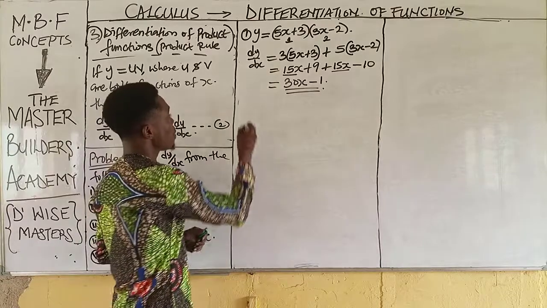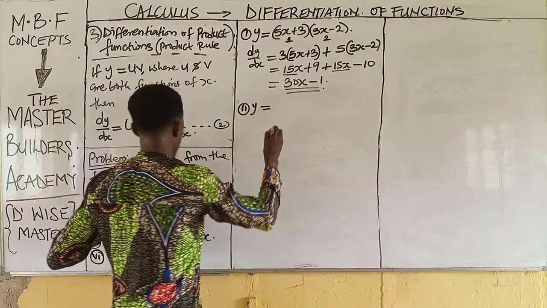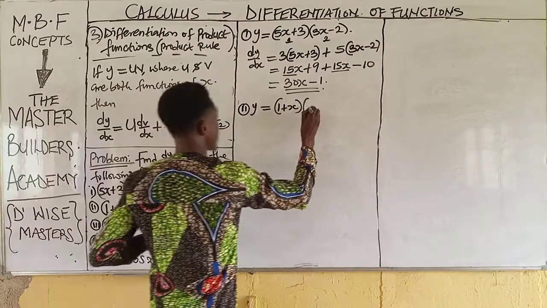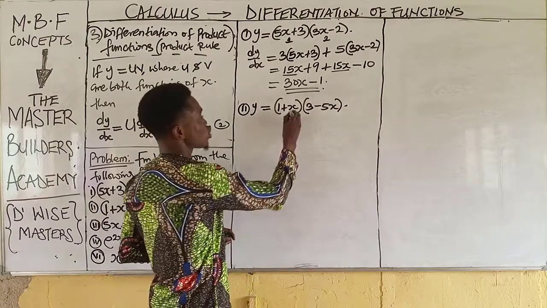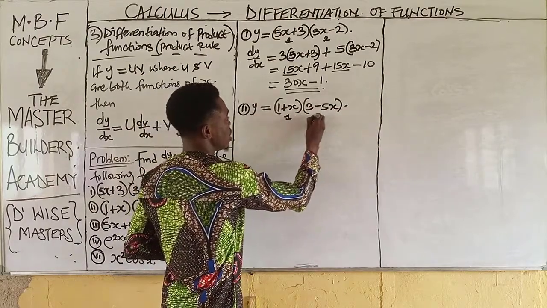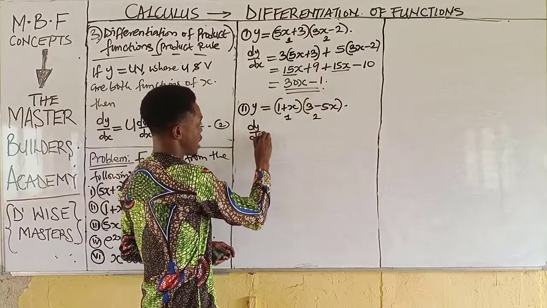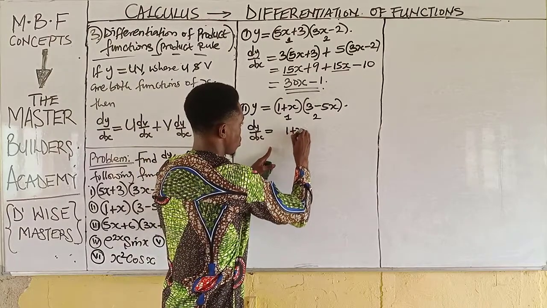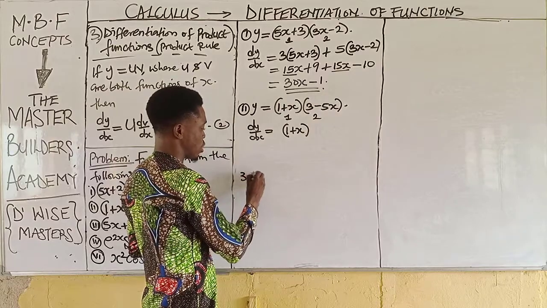Okay, now, number 2, we have that y is equal to 1 plus x multiplied by 3 minus 5x. So first is to identify this is the first function, this is the second function. Then I have dy over dx is equal to pull down the first function, 1 plus x. Then differentiate the second function, which is 3 minus 5x.